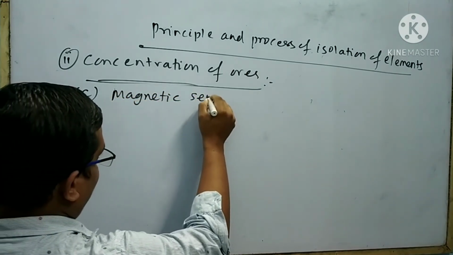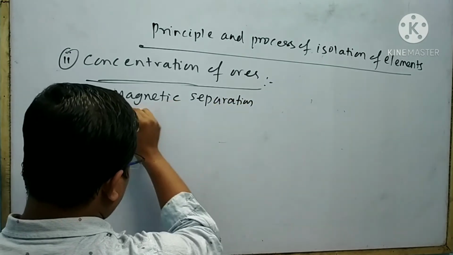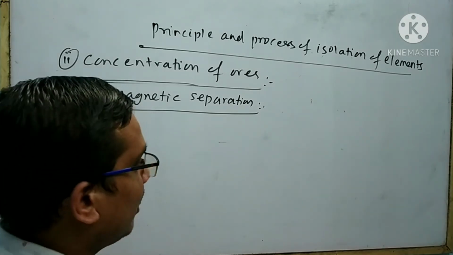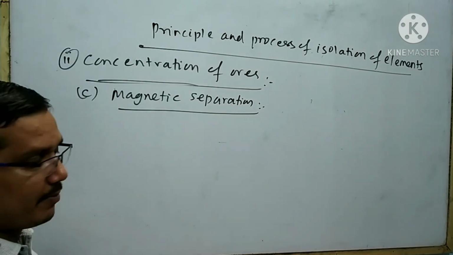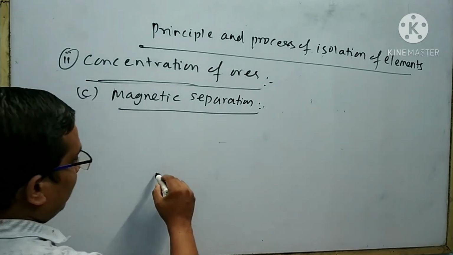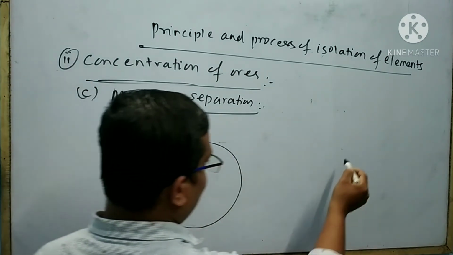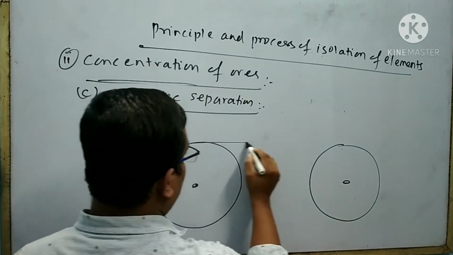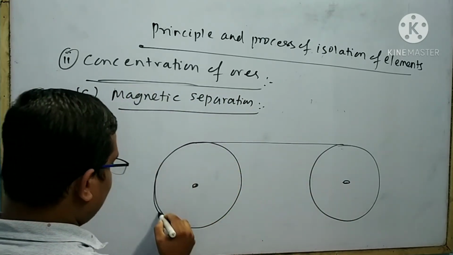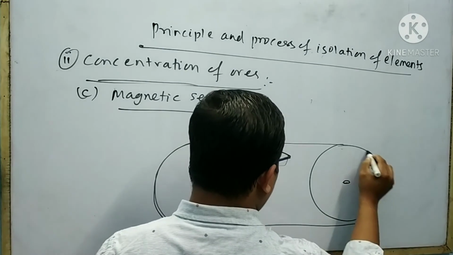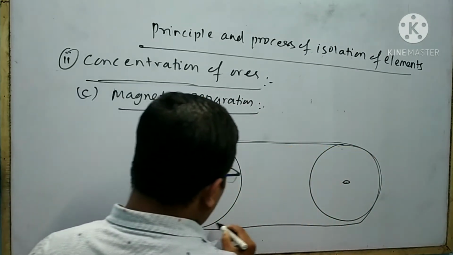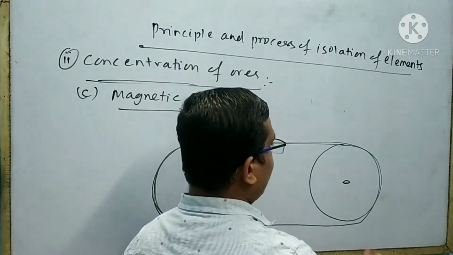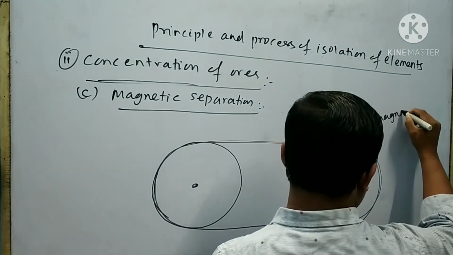Magnetic separation. In this method, the ore and impurities are separated by magnetic behavior. Two rollers are taken like this. The two rollers are connected with each other by a belt like this. Among the two rollers, one of the rollers has magnetic behavior.